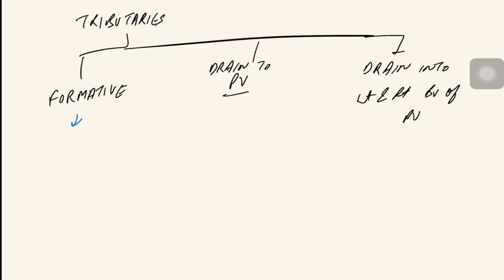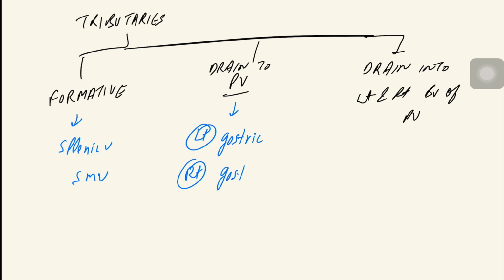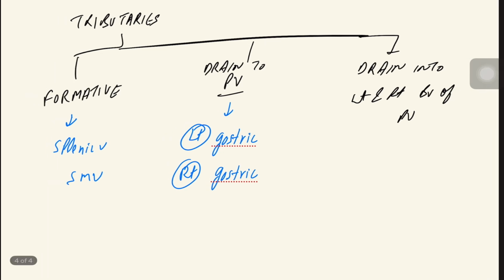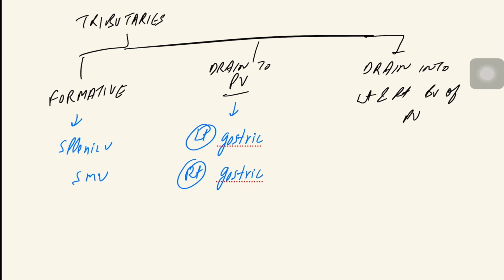So now let us talk about these. The formative ones are your splenic vein, superior mesenteric vein. The ones that drain into portal vein are your left gastric, right gastric. And the ones that drain into the left is basically your para umbilical veins, and the ones that drain into your right is basically your cystic vein.